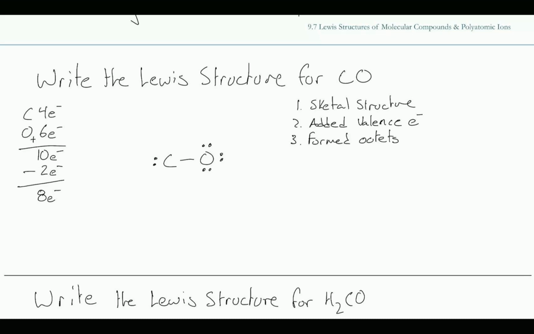What's wrong with this? Carbon needs more electrons. How do I give carbon more electrons? So I'm going to take these. Still not enough. 2, 4, 6. Each bond counts as 2, so we share another pair. Okay.